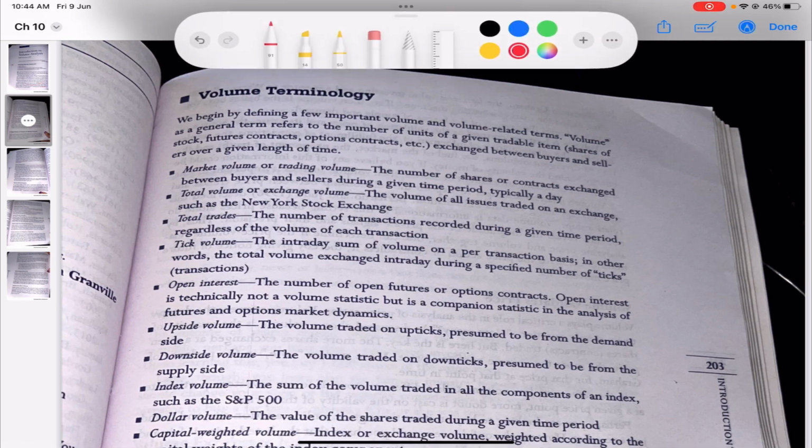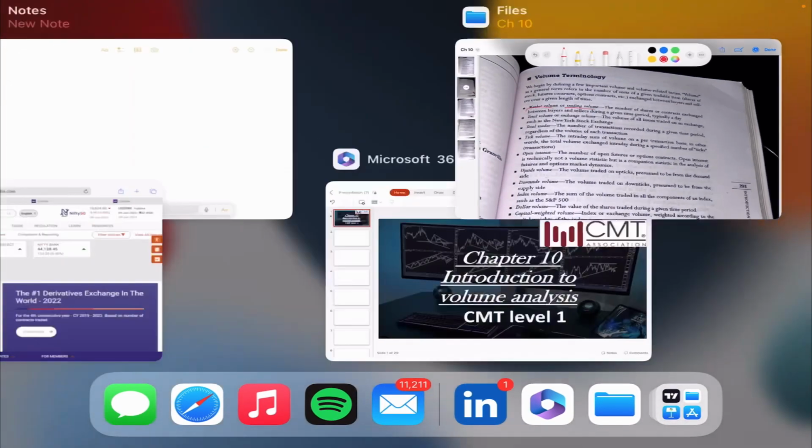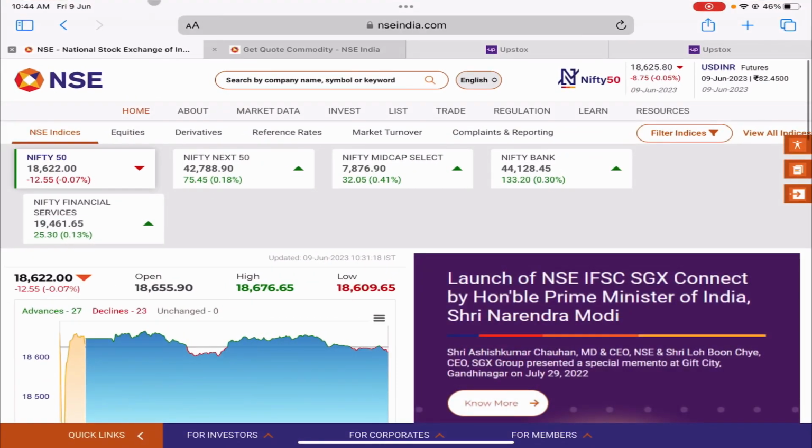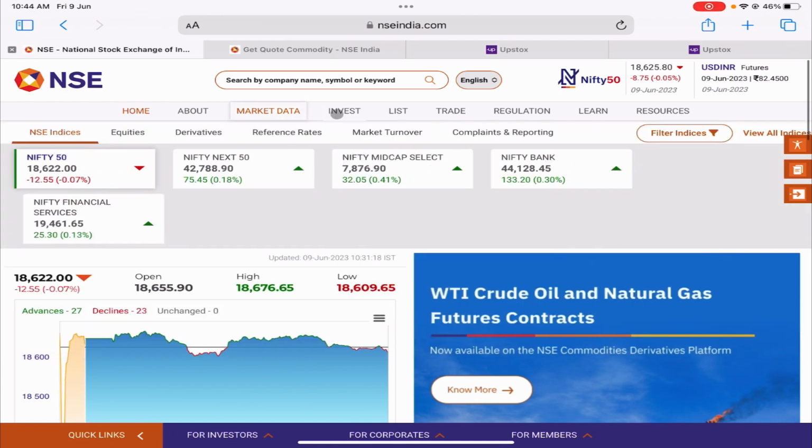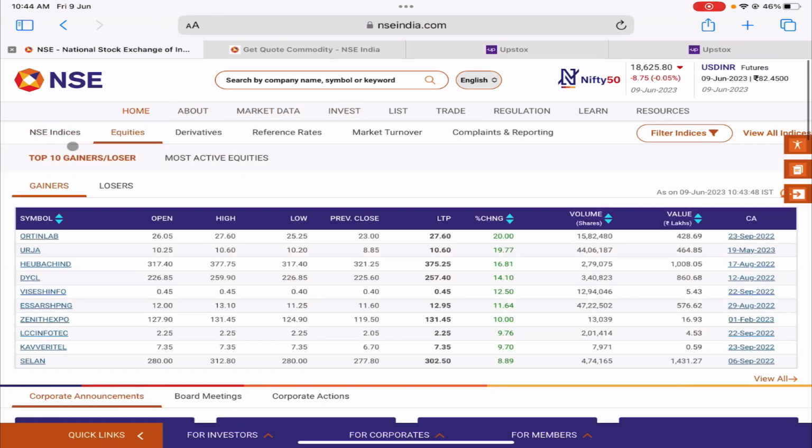So first, let's see what a market volume or a trading volume is. A market volume or a trading volume is just the number of shares or contracts that are exchanged between buyers and sellers during a given time period. So in a particular time period, how many shares or contracts are exchanged between the buyers and the sellers. If you go on your NSE website and go to market data, let me check where I can find it. Just a second.